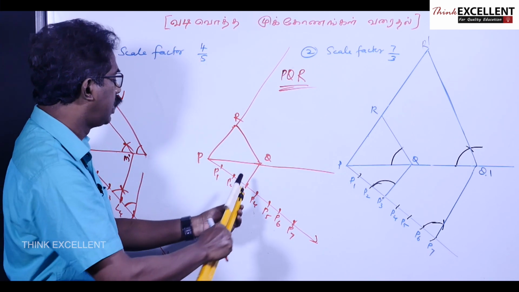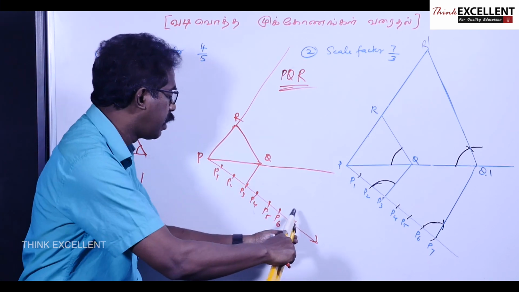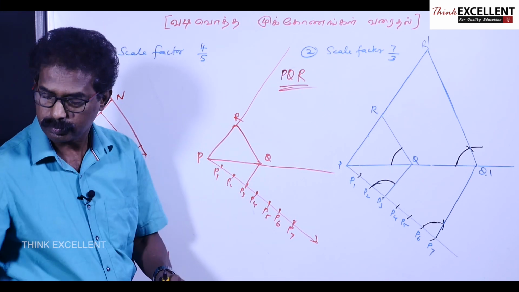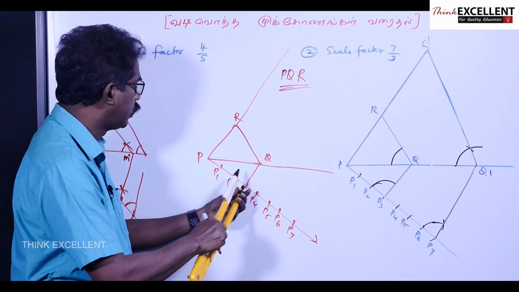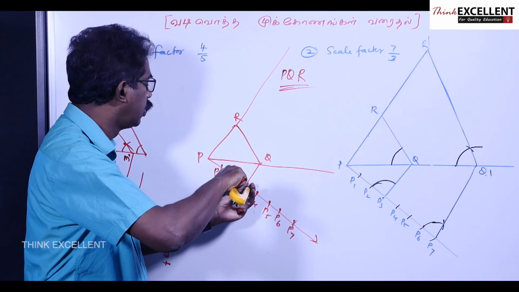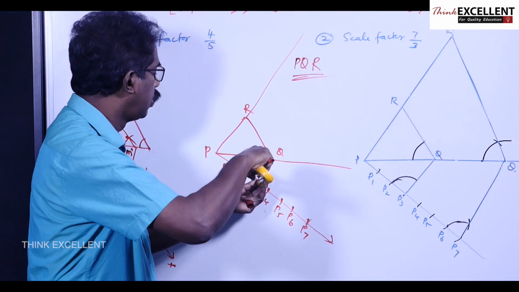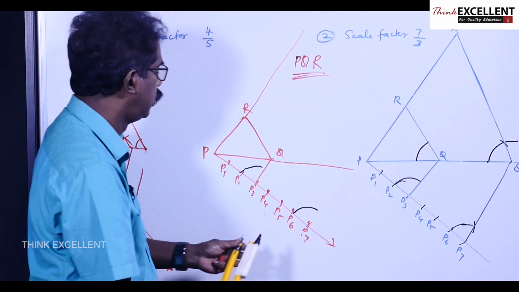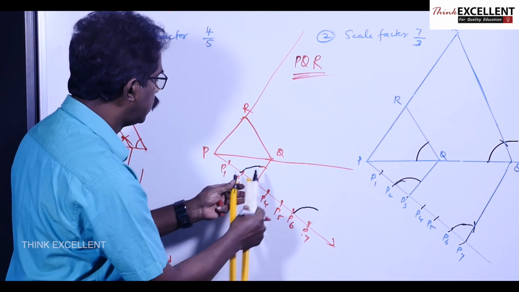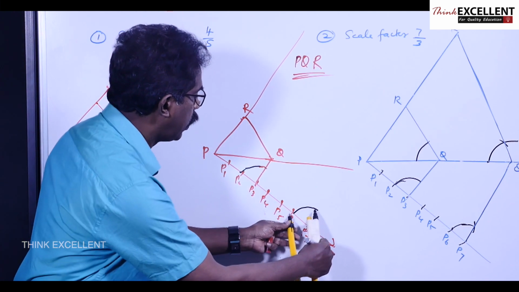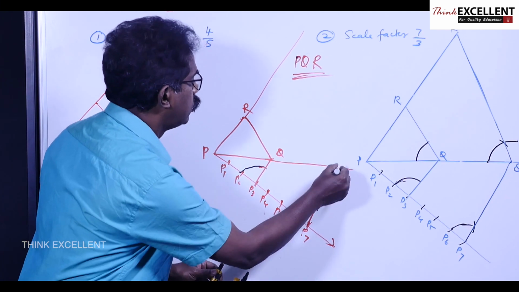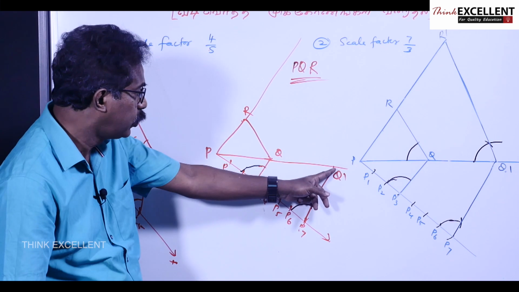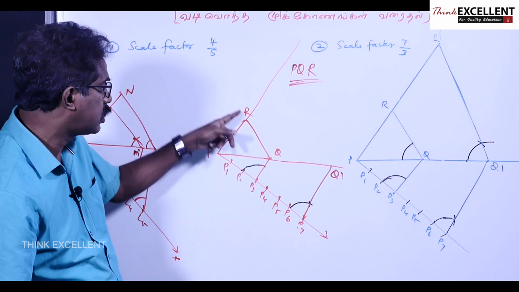So what's the method? Keep the pointer here, draw one arc, same measurement, keep the point, draw another arc, then measure this, cut it, right? Now measure this length, keep the point, cut it. Now join these two, that point is Q dash.